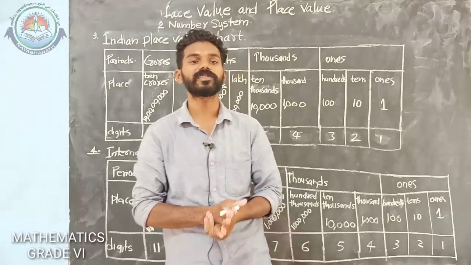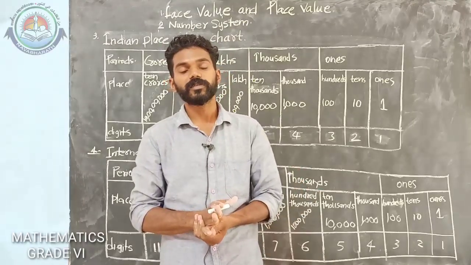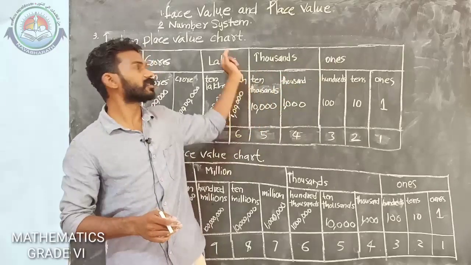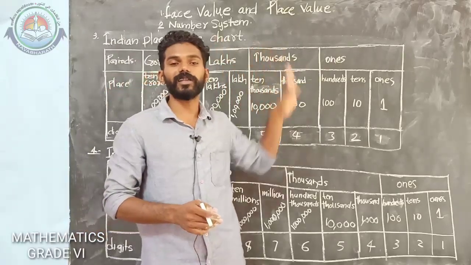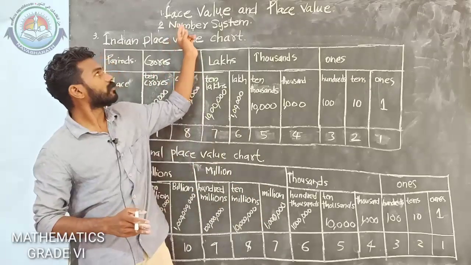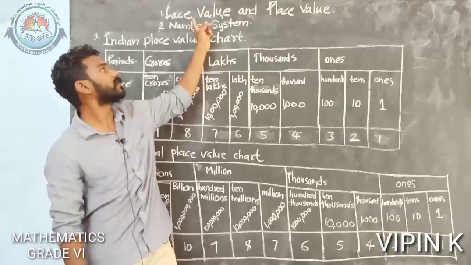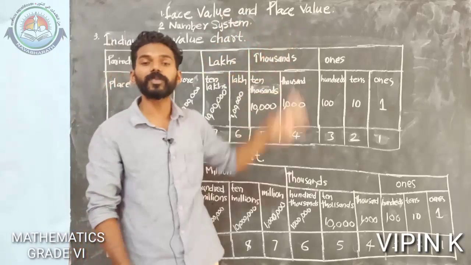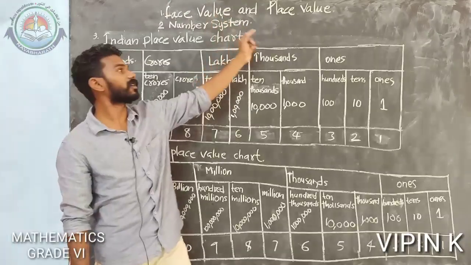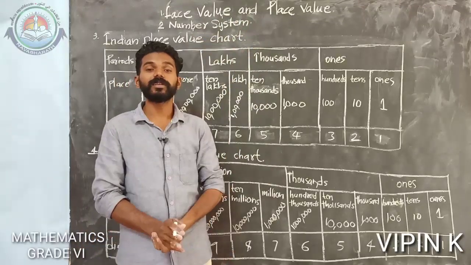We are discussing our chapter Knowing Our Numbers, and in the previous classes we have discussed a few topics. Today we would be discussing the place value chart. Before that, we have to discuss face value and place value. What is meant by face value and what is meant by place value? Both of them are associated with numbers.